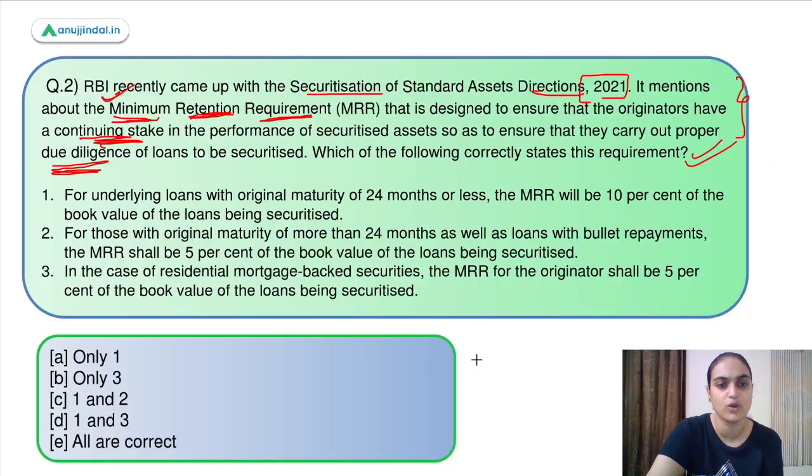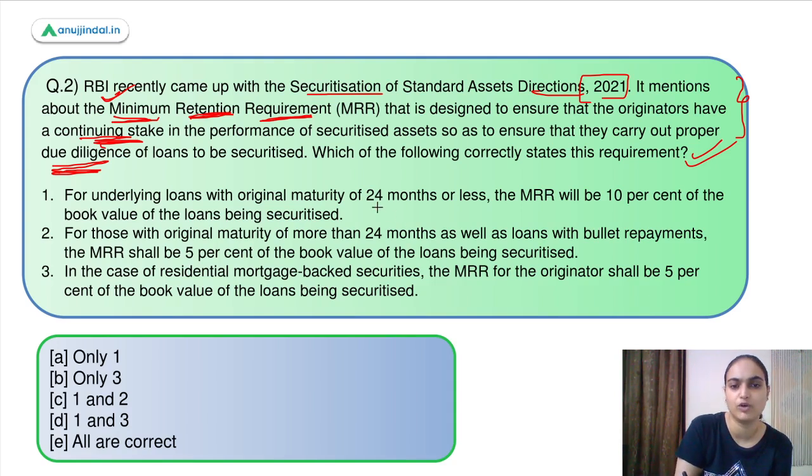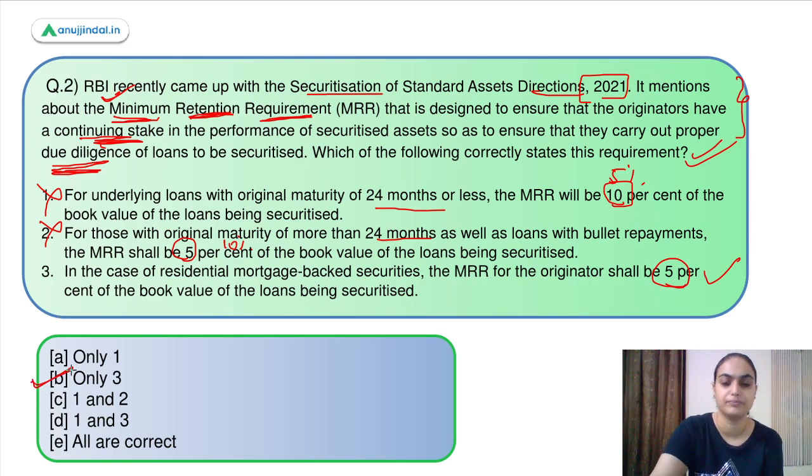Coming back to our question, we had to identify the correct statements. First one says for 24 months or less, it's 10%. No, 5%. So it's incorrect. For more than 24 months, it's 5%. No, we just discussed rate was 10%. So these two are incorrect. Third one says for the residential mortgage-backed securities, it's 5%. Yes, this is correct. So only third is correct. That's why answer is option B.